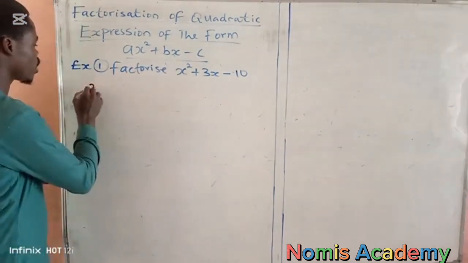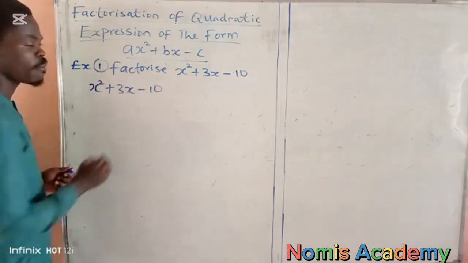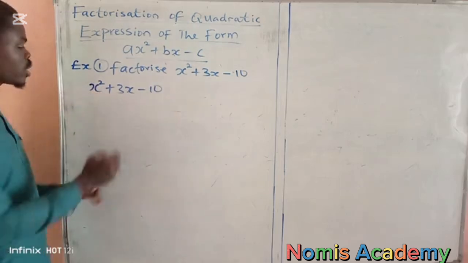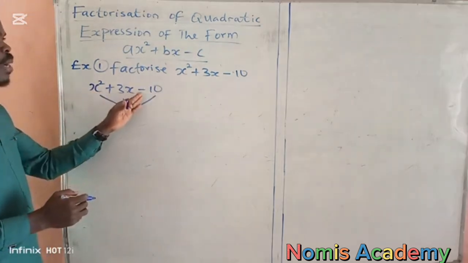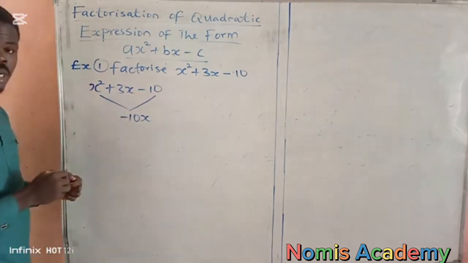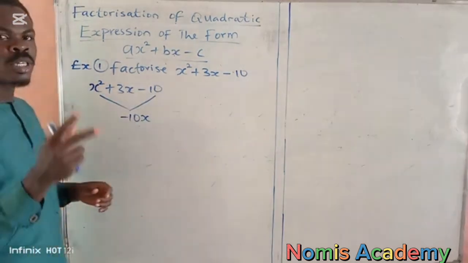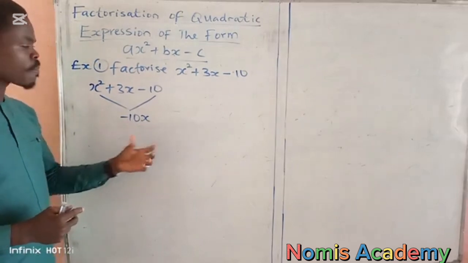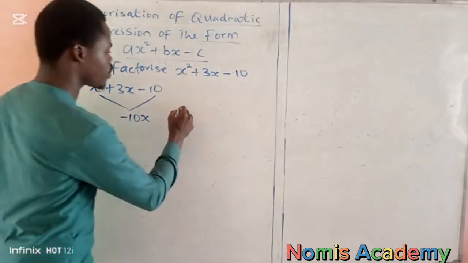So write the question again. x² plus 3x minus 10. Now we are going to multiply the first and the last term using this diagram pattern. x² multiplied by minus 10 will give us minus 10x². So the next thing we are going to do, we are going to look for two factors whose product is minus 10x² and whose sum is plus 3x. So let's use this pattern.